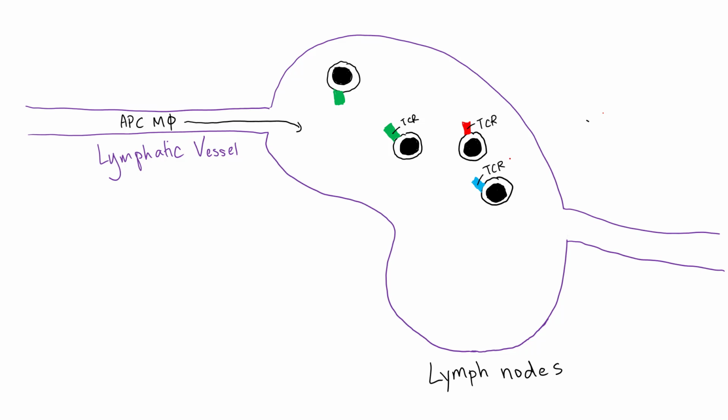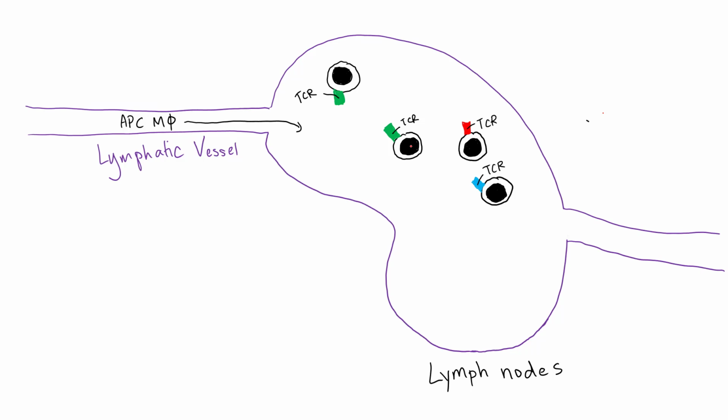So if you recall, the color that we were going with for our viral antigen was green. So therefore, as the antigen-presenting macrophage enters the lymph node, it's going to recognize the T lymphocyte displaying the green TCR. So I've actually shown that there are two copies here, two different types of T cells in my diagram, both displaying the green TCR. And that's because there's two different types of T cells that the APC macrophage presents to.